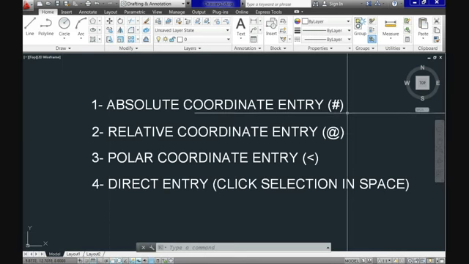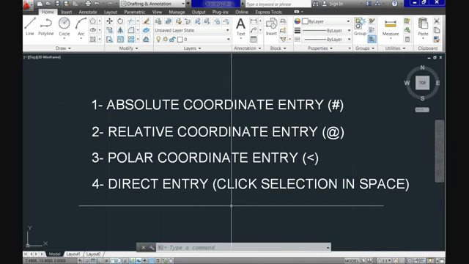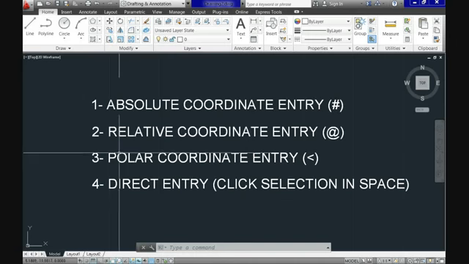The first of those ways is the absolute coordinate entry system, which you can see there in parentheses is associated with a pound or number symbol. The others are relative, polar, and direct entry, which is also known as click entry, direct entry in space. Okay, let's see the difference.